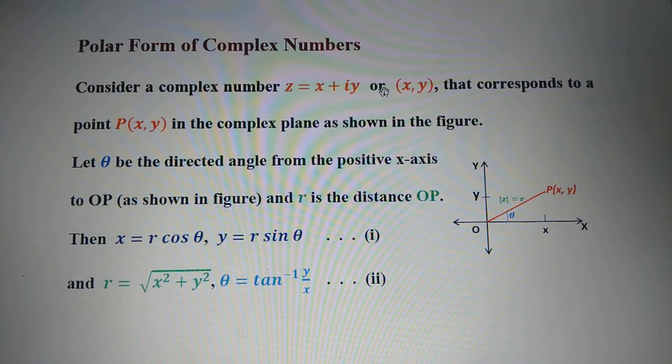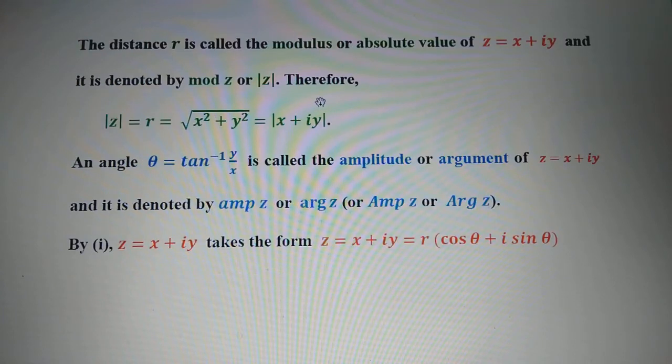That is x plus iy. So whenever we write x and y in terms of r and theta, that means x equals r cos theta, y equals r sin theta, then this z becomes x, meaning r cos theta, plus i into y, meaning r sin theta. So taking r common, we have z equal to r into cos theta plus i sin theta.